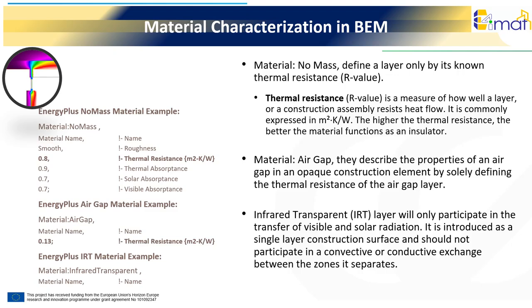and solar radiation. It does this by doing a wavelength transformation and making all short wavelength radiation that is incident on the surface into long wavelength radiation, and having it participate in the radiation exchange. It is important to note that an infrared transparent layer is introduced as a single-layer construction surface and should not participate in a convective or conductive exchange between the zones it separates. In order to minimize this effect, its introduction in the BEM is accompanied by a series of convection coefficients applied on the surfaces referencing this construction.